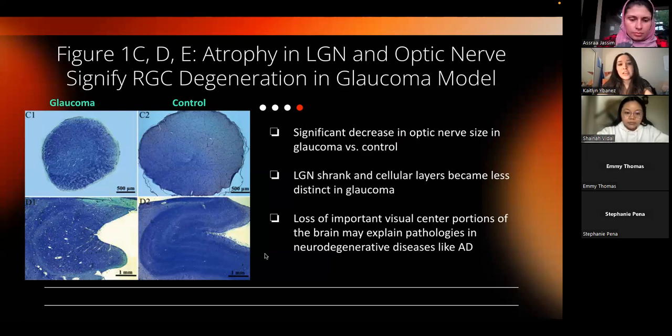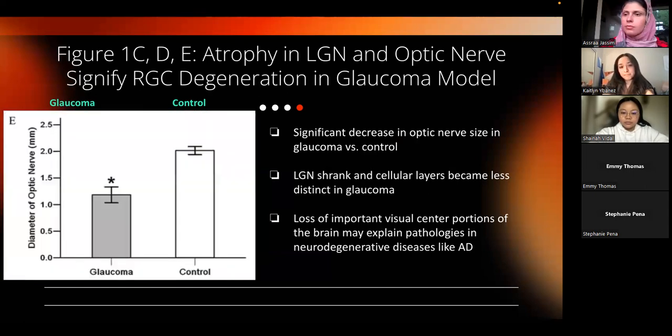This gives us an idea of how our vision might be impaired through this sort of atrophy or loss of material in our eyes. And figure E is just confirming quantitatively how the diameter of the optic nerve is significantly decreased from the control.